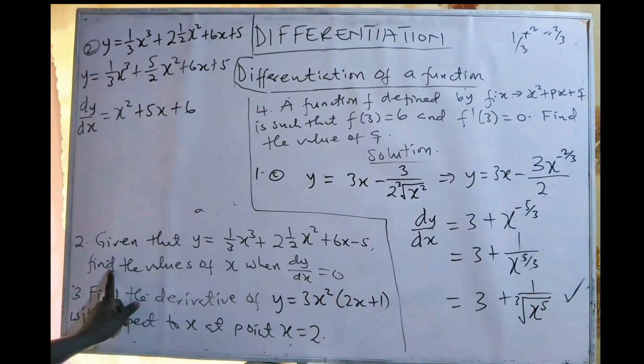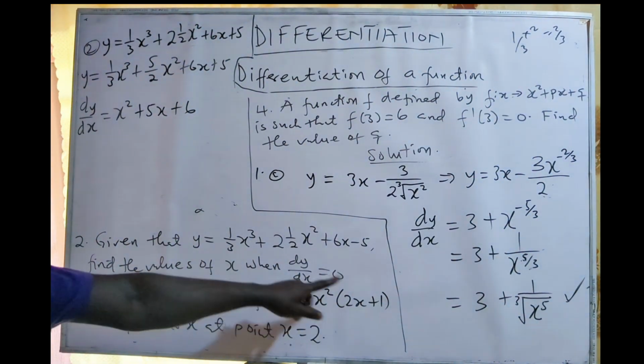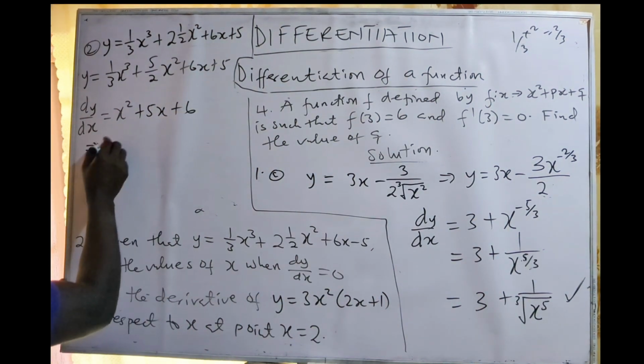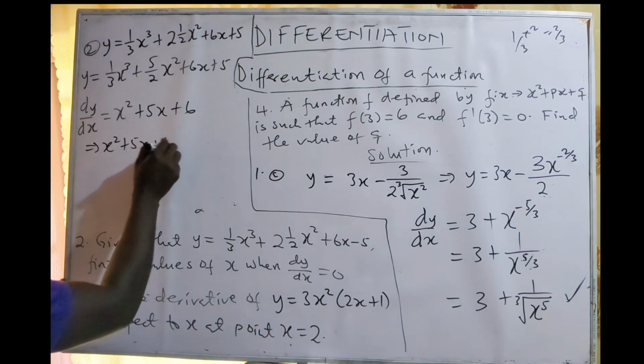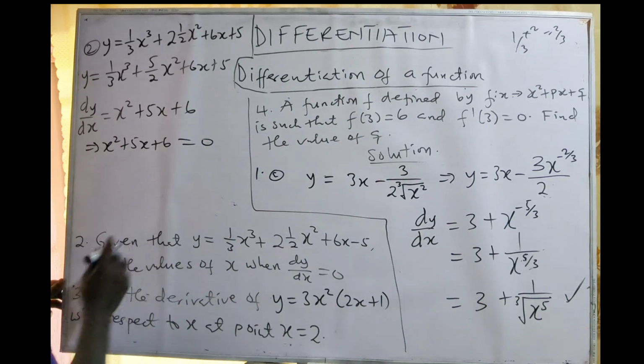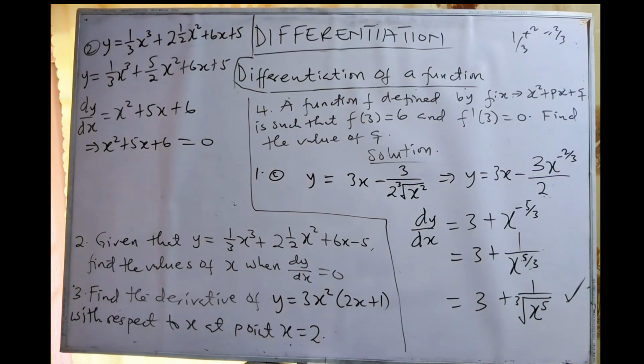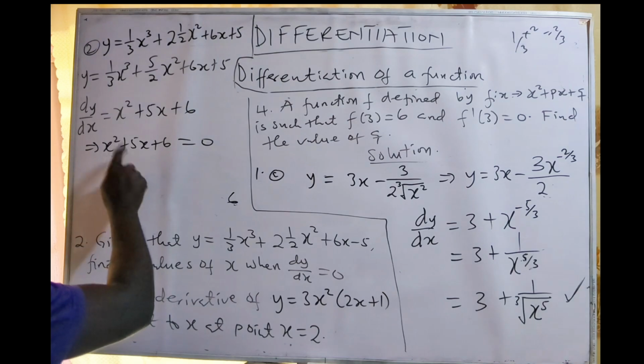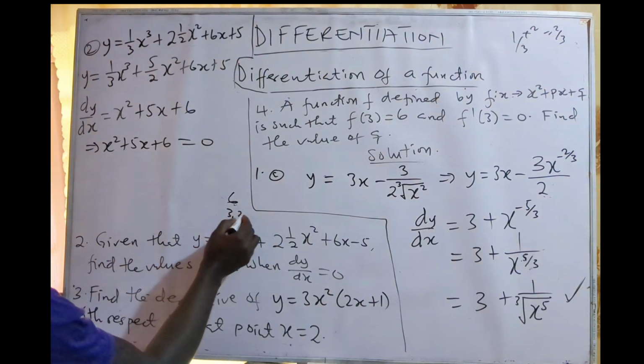Okay, and it's saying that we should find the values of x when dy/dx is equal to 0. And take note, the constant is 0. So it means that x squared plus 5x plus 6 is equal to 0. So let's factorize and find the values of x. Now the coefficient of x squared here is 1, times 6, which will give us 6. So the 2 factors of 6 that, when you add, you get 5, are 3 and 2.